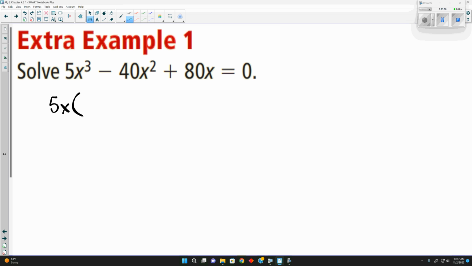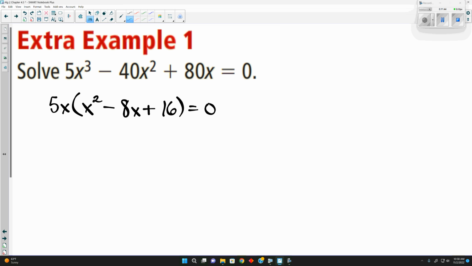And if we pull a 5x out of 5x cubed, we're left with x squared. Minus 40 divided by 5 is 8. And if we factor an x out of x squared, we're left with x. Plus 80 divided by 5 is 16. And if we factor the only x out, we're left with just 16. So we have 5x times x squared minus 8x plus 16.